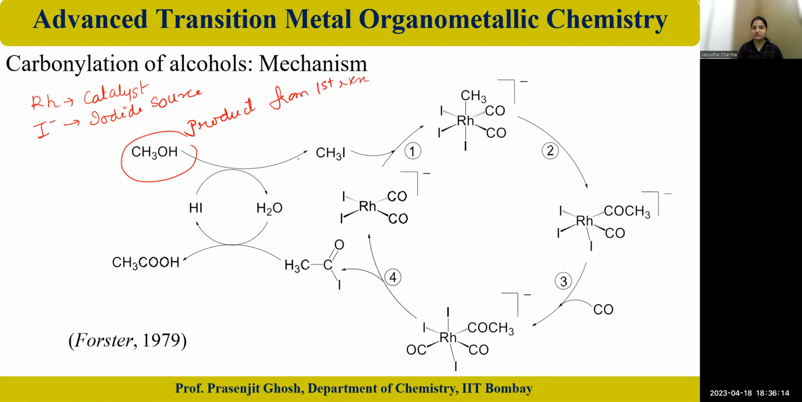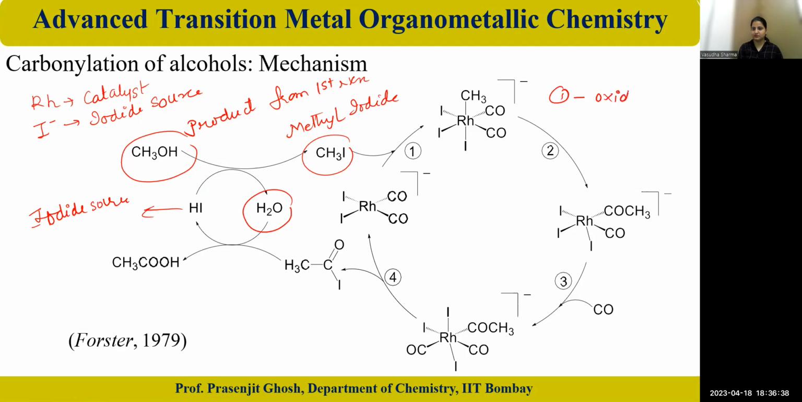This methanol, when treated with HI, which is your iodide source, will form methyl iodide, which is very important to participate in the reaction, and will produce water, which is also important. So the first step is the oxidative addition of your methyl iodide. Here, as you can see, methyl and iodide are now trans to each other, and they have been added onto the rhodium.